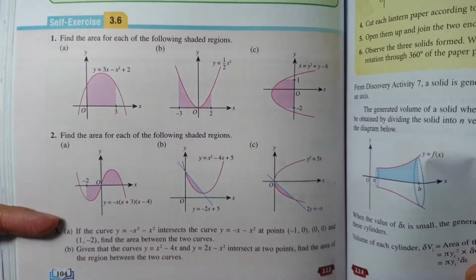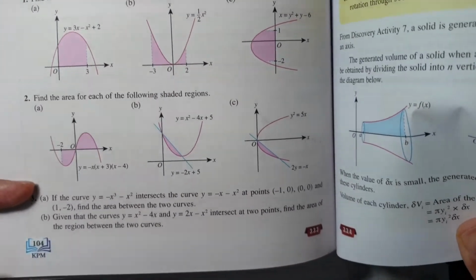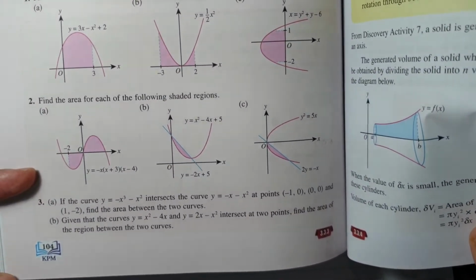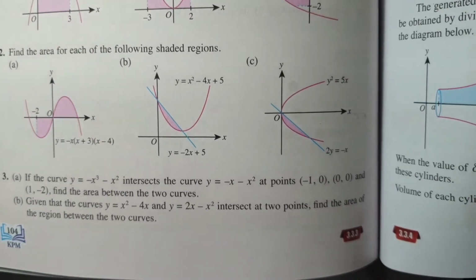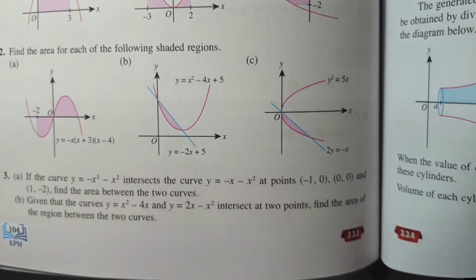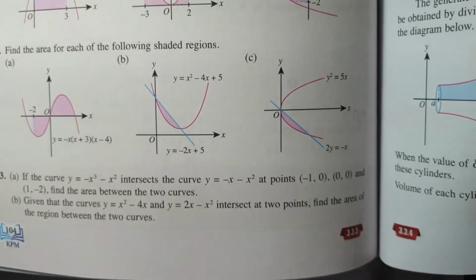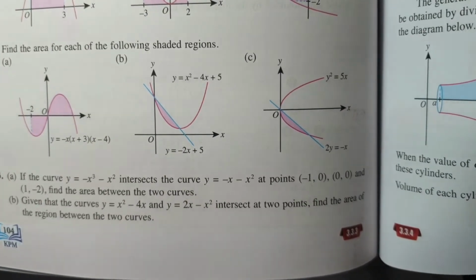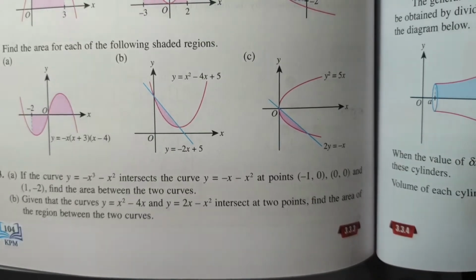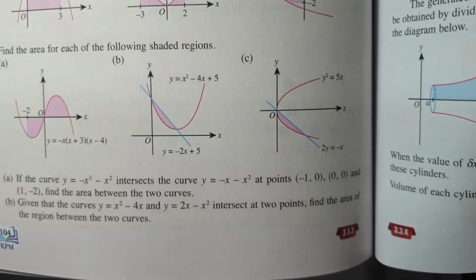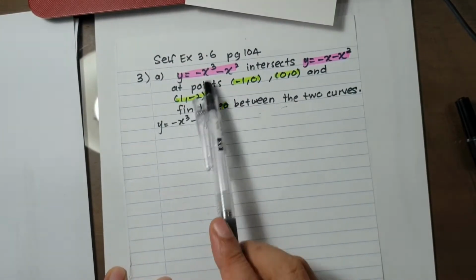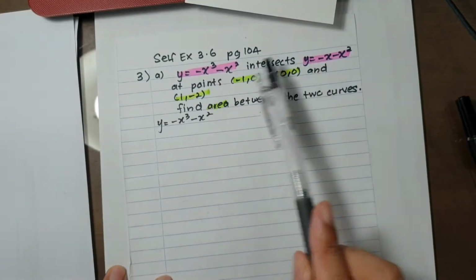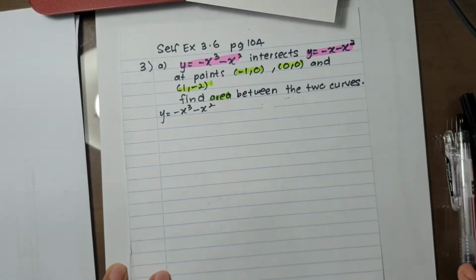Today, let's solve self-exercise 3.6 number 3. Given the curve y equals negative x cubed minus x squared intersects the curve y equals negative x minus x squared at points (-1, 0), (0, 0) and (1, -2). Find the area between the two curves. Based on the question, these points lie on both curves, so we can sketch the diagram.